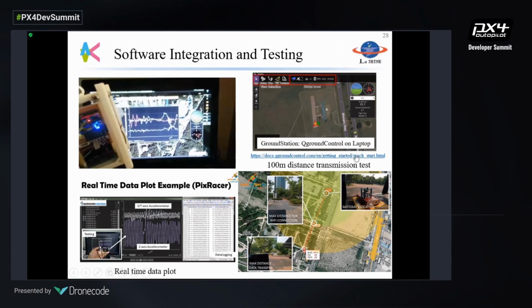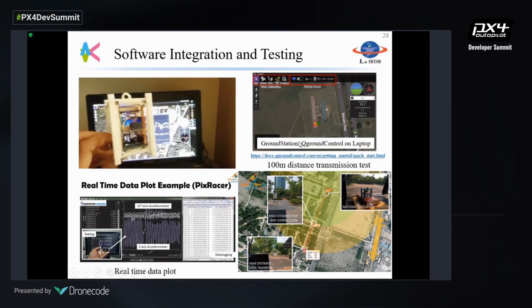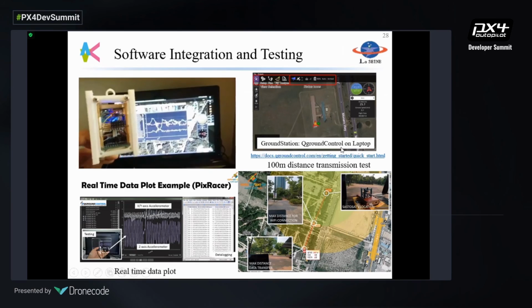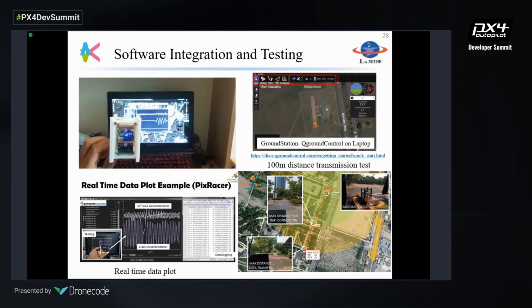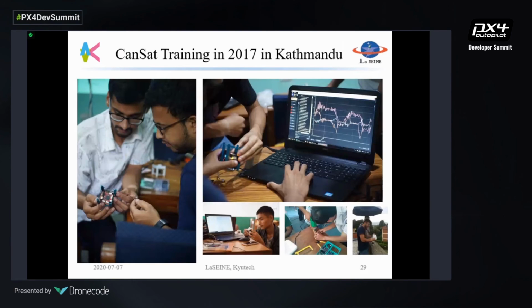And on the laptop itself, for the ground station, I used QGroundControl. So just a standard way of using drones as well. These are some of the images that were taken during the 2017 CanSat training. You will notice that students are using the Pix Racer, placing it on the structure, then loading up the firmware and testing it.